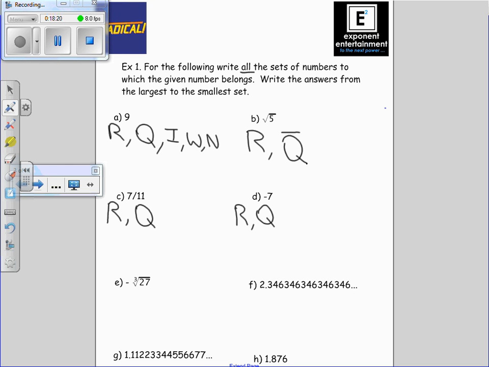Next one, what is it? What's the next biggest thing? Integer. Integer is the next biggest one. Integers are positive and negative counting numbers. Is -7 a positive or negative counting number? Absolutely. Next smallest. Whole. What are whole numbers? Whole numbers are your counting numbers plus 0. Not negative. So we're done. As soon as you find out where you're done, you're done.